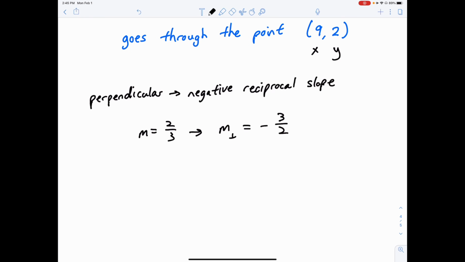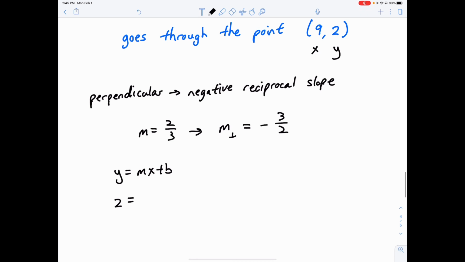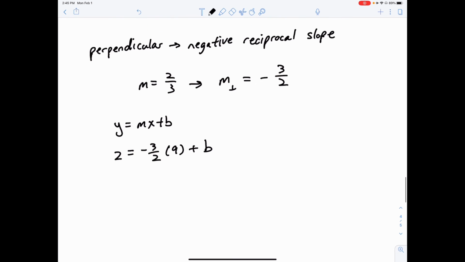Again, just a reminder, it was y equals mx plus b, and then we plug in everything we know and solve for what we don't know. So y here is 2, m is going to be -3/2, which represents the perpendicular slope, and x has a value of 9, plus b. So let's simplify this a little bit more and see what we get here. 2 is equal to, if I multiply this out, -27/2 plus b.